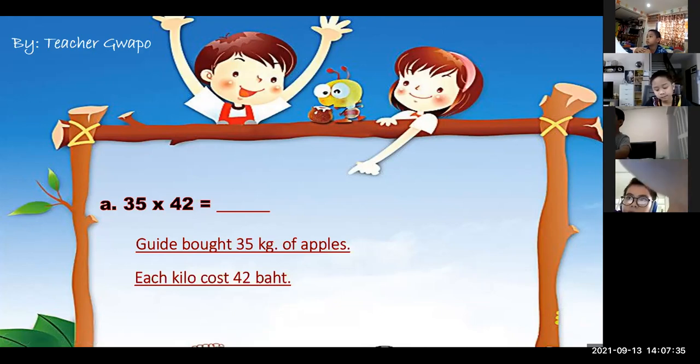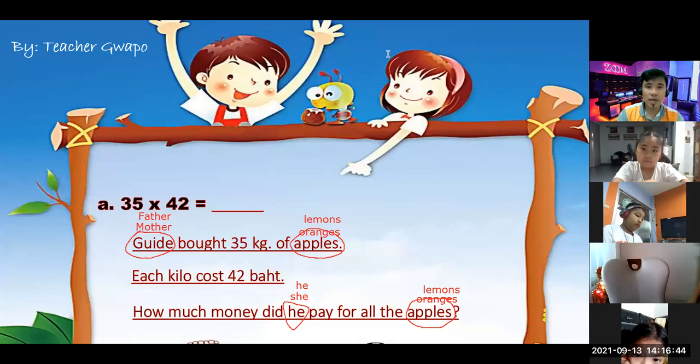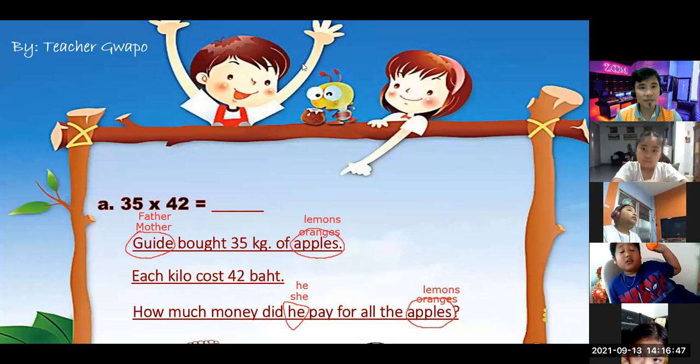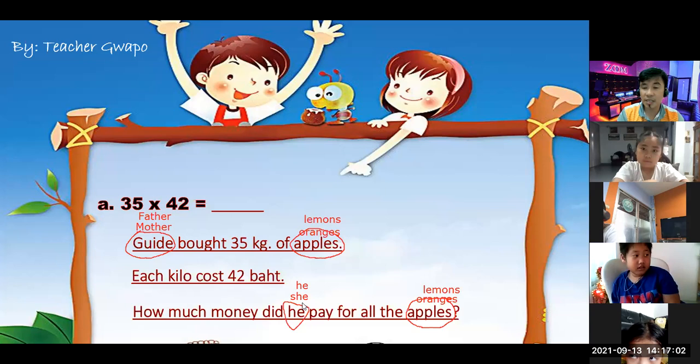Step number 2, you will make or create a question, asking questions. So what question you want to ask here? How much money did he pay for all the apples? So that's it. So we can change the name. We can change the items. Instead of apples, we can write oranges or lemons. If a man, we use he. If woman, we use she. Okay, now let's continue.